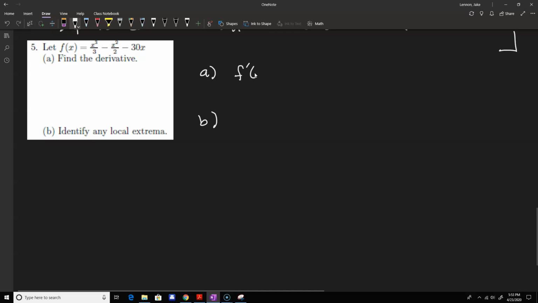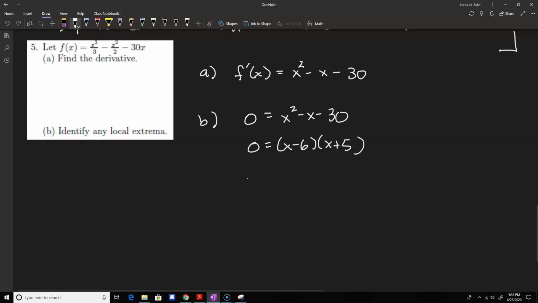So we have f prime of x. This comes out to: take the derivative of x cubed, you get 3x squared over 3, which just leaves us with x squared. The derivative of x squared over 2 is minus x. And then the derivative of minus 30x is minus 30. So we want to find our critical points, so we set that equal to 0, and we go ahead and factor. So we end up with 0 equals x minus 6 times x plus 5. So our two critical points are x equals 6 or x equals minus 5.